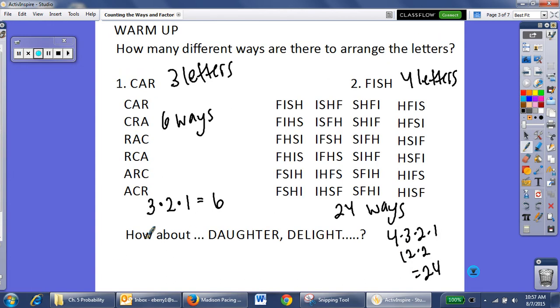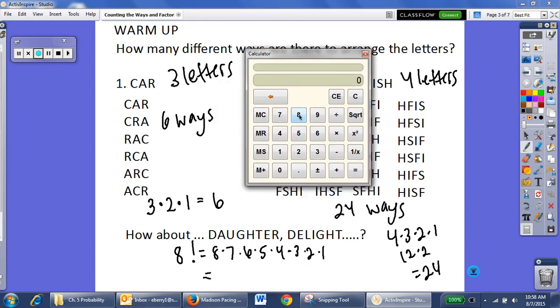So going back here, if we did have to arrange daughter, all we would do, we would count up the number of letters, 1, 2, 3, 4, 5, 6, 7, 8, 8 letters, and just do 8 factorial. So this is 8 times 7 times 6 times 5 times 4 times 3 times 2 times 1. Give me a minute and I'm going to plug those into our calculator. We get 40,320. So what that means is if I asked you to do this by hand, you would end up writing down 40,320 different ways to arrange daughter.